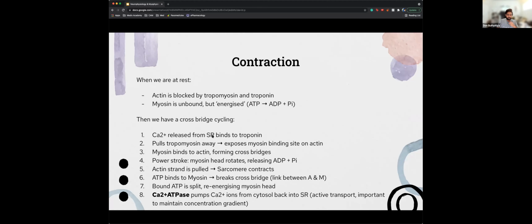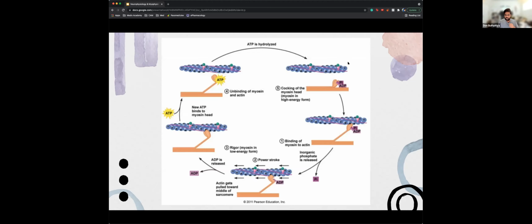So once our calcium is released from the sarcoplasmic reticulum, it binds to the troponin. What that troponin does is pull the tropomyosin away. So it pulls off the cap, basically, and exposes the myosin binding site. Myosin then binds the actin, and that's when we have the cross bridge. And if we go to the picture, it's all done around here.